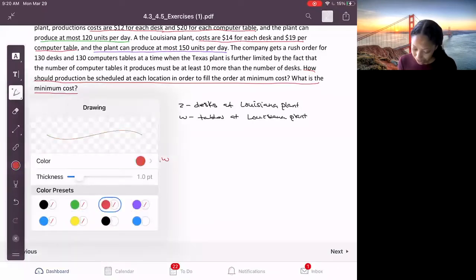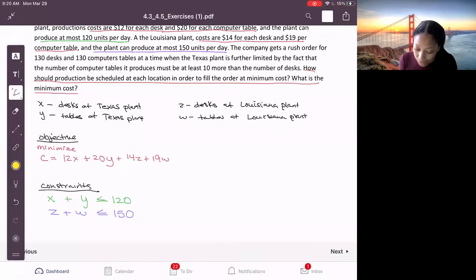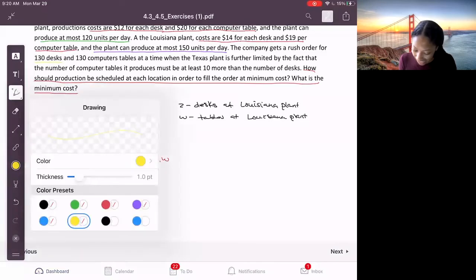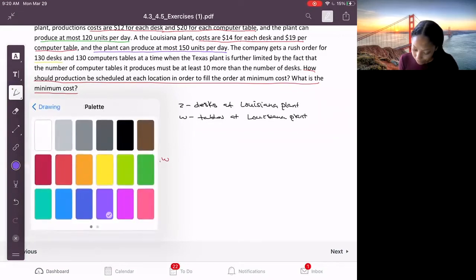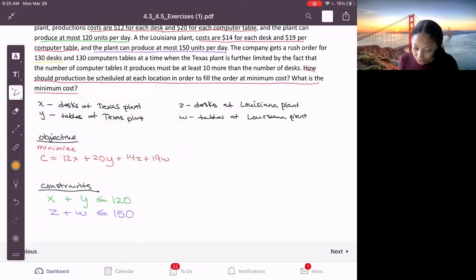Uh-oh. What color? What more? Name more colors. All right, let's go. Yellow, we need 130 desks. And can't highlight in black. That's boring. Oh, look at the pink. Okay, let's go with orange.